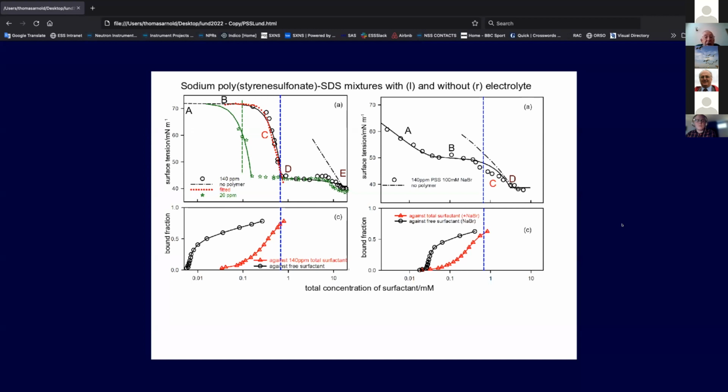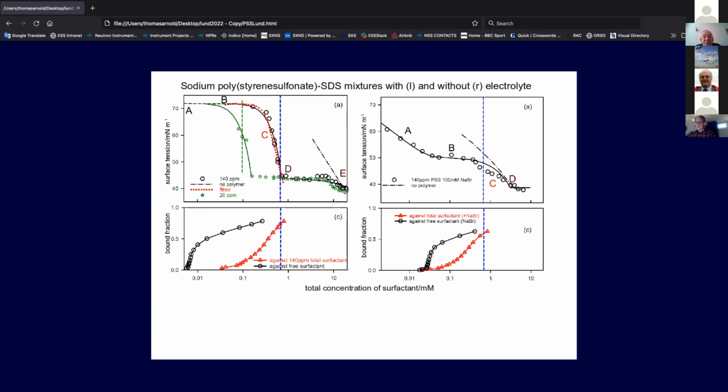I'm just going to give you a simple story here. We'll look at the right-hand part there first. On the bottom is the measured binding curves as measured by other people. The black is a plot of the amount of surfactant attached to the polymer against the free surfactant. The red is the transferring that into total surfactant. The problem is the surface tension is measured as a function of total surfactant.